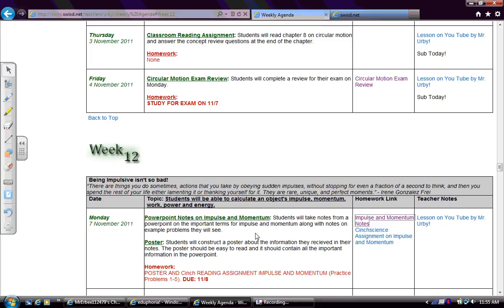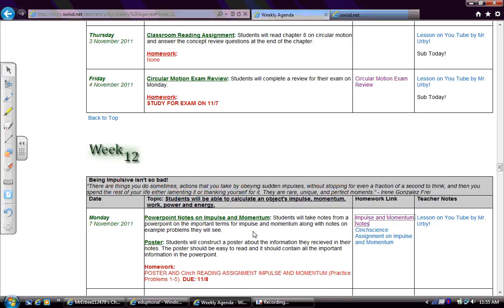Because you had a sub 3 days last week, I'm not going to give you an exam over anything about circular motion. Instead, we're going to begin the new section that we're going to cover on energy, impulse, momentum. We're going to begin by going over some notes today on impulse and momentum. We're going to finish up the class by doing a poster on the notes that you take, so make sure that you take really good notes as we go through the lesson today.